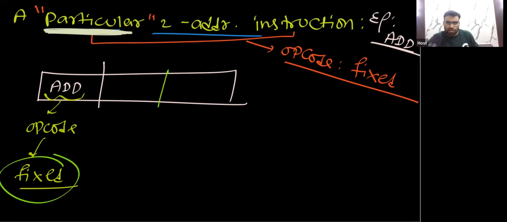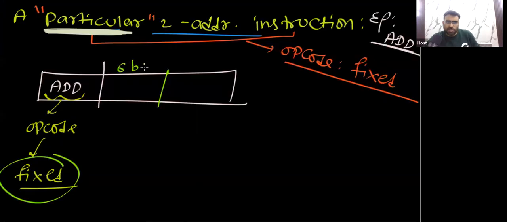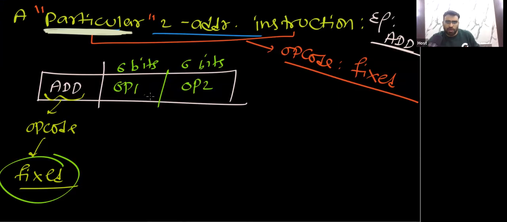Yes or no? And what is the size of the operand address? Tell me, is it given in this question? The size of the operand address is 6 bits. Yes or no? 6 bits. So you can easily see that here you have 6 bits, and here you have 6 bits. These are the operands. This is operand 1 and this is operand 2. Operand 1 address, operand 2 address.